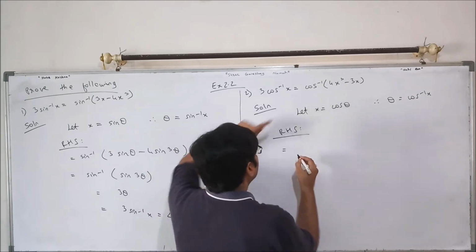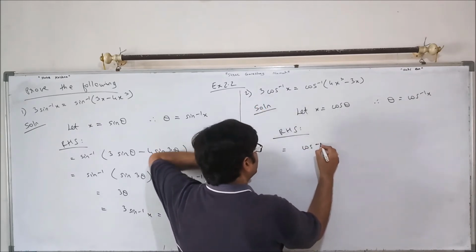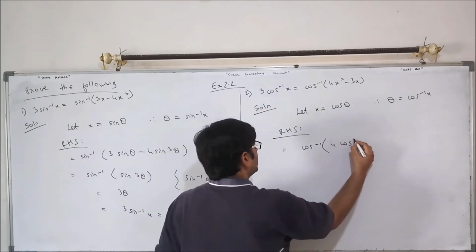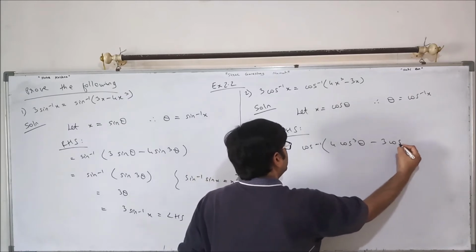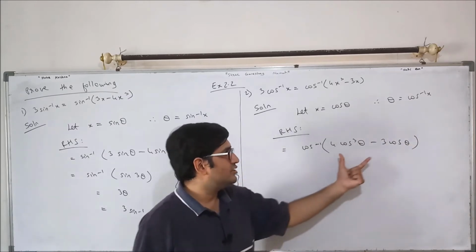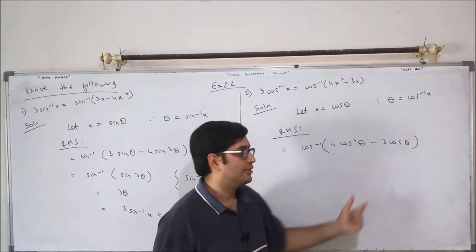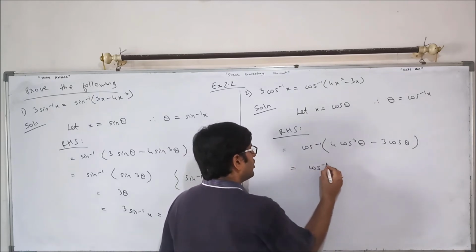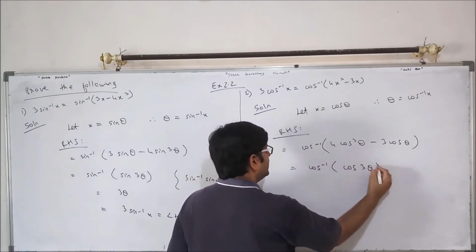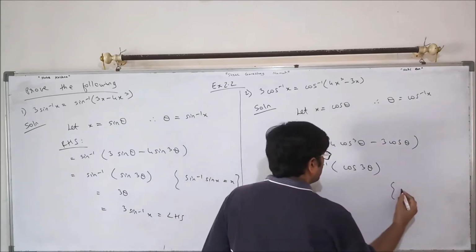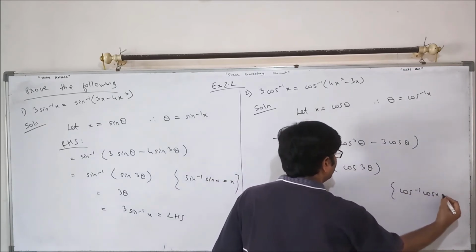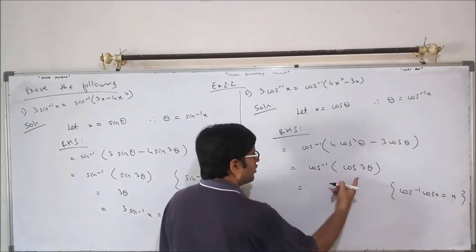Okay, so it is now going to become cos inverse of, what will come here, say, 4 cos cube theta minus 3 cos theta. Students, this again turns out to be the formula for cos 3 theta. Okay, so we are going to get cos inverse of cos 3 theta, which, according to the property, cos inverse of cos x is what? X.